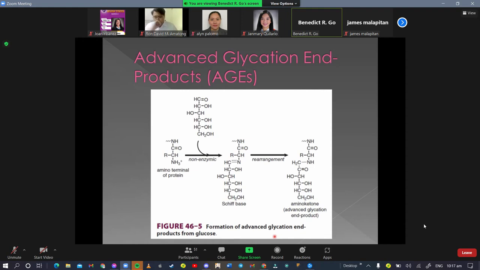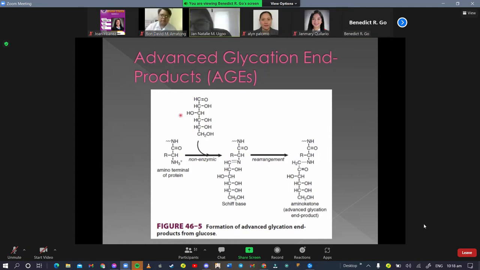Okay. Sige. Okay. So we'll discuss now about your advanced glycation end products. That is the last part of your chapter in Harper's. So as you will see that, what is this, by the way? Because we already talked about sugars. Jan, Natalie, what is this structure? I think it's a glucose, Doc. Okay, it's glucose. You're right, because there's an aldehyde and it's a 6-carbon sugar.